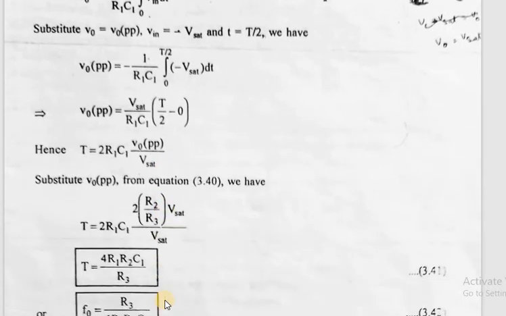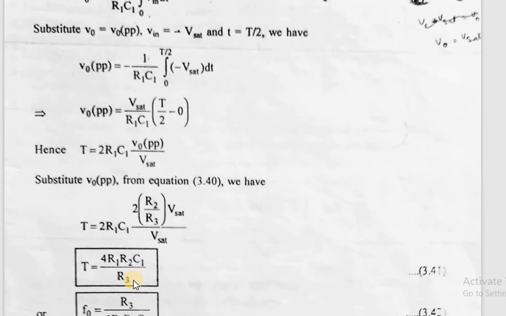Now we will substitute the value of V naught peak to peak that we had calculated earlier. So that was 2 R2 upon R3 V set. Now V set gets cancelled, and this will be 4. So finally we get T equals 4 R1 R2 C1 upon R3. So this is the time period of the waveform that is obtained at the output of the integrator.